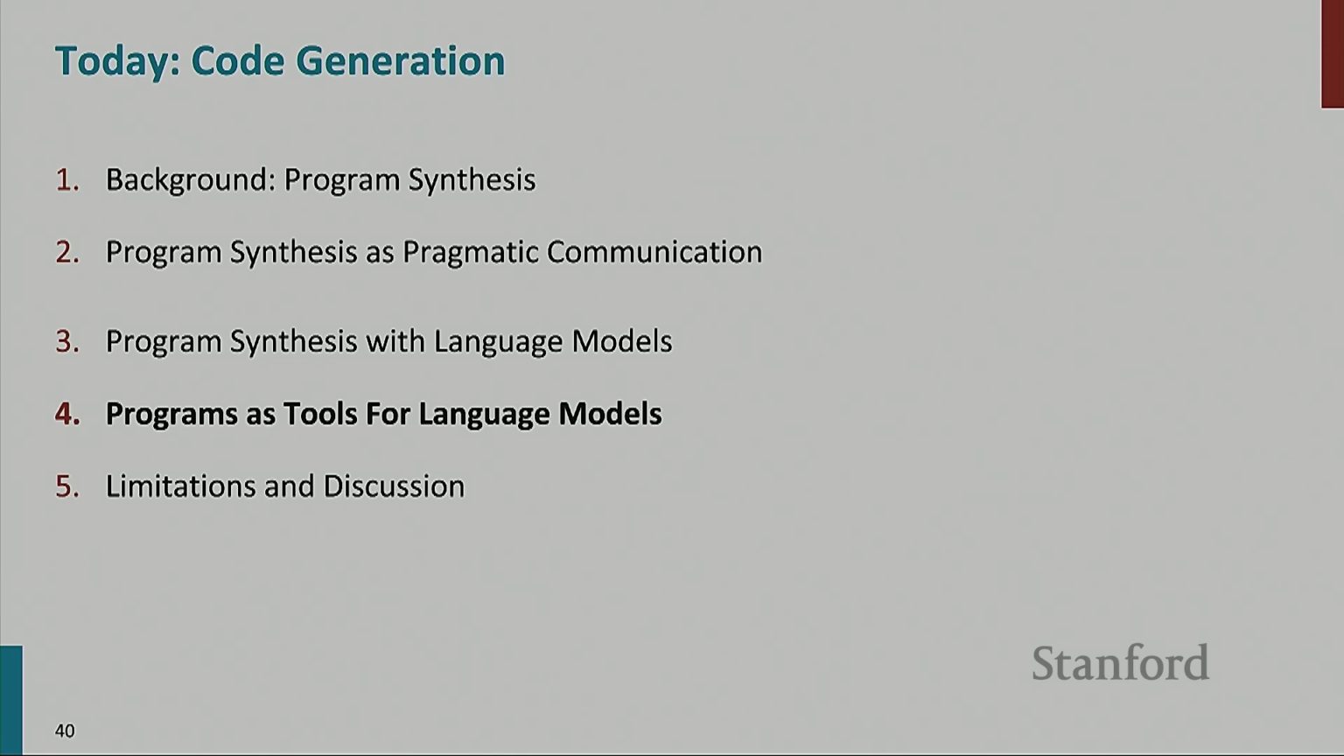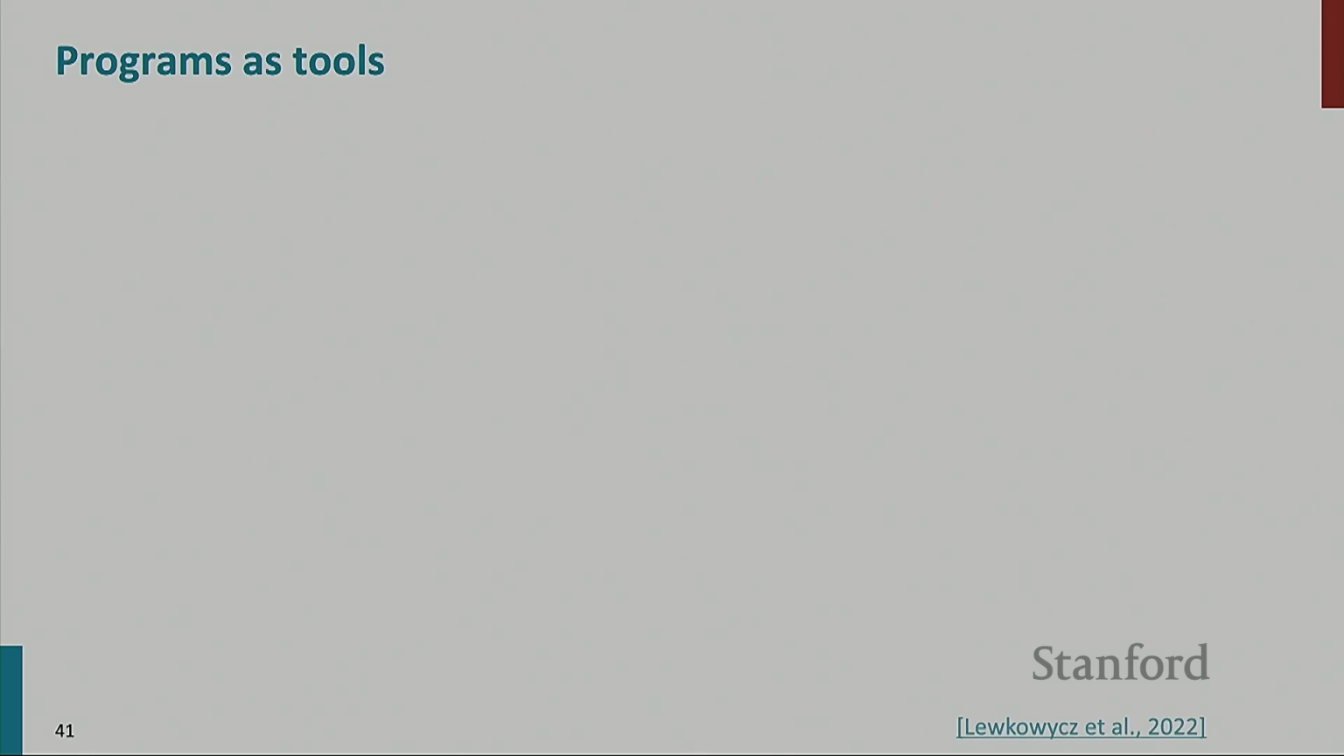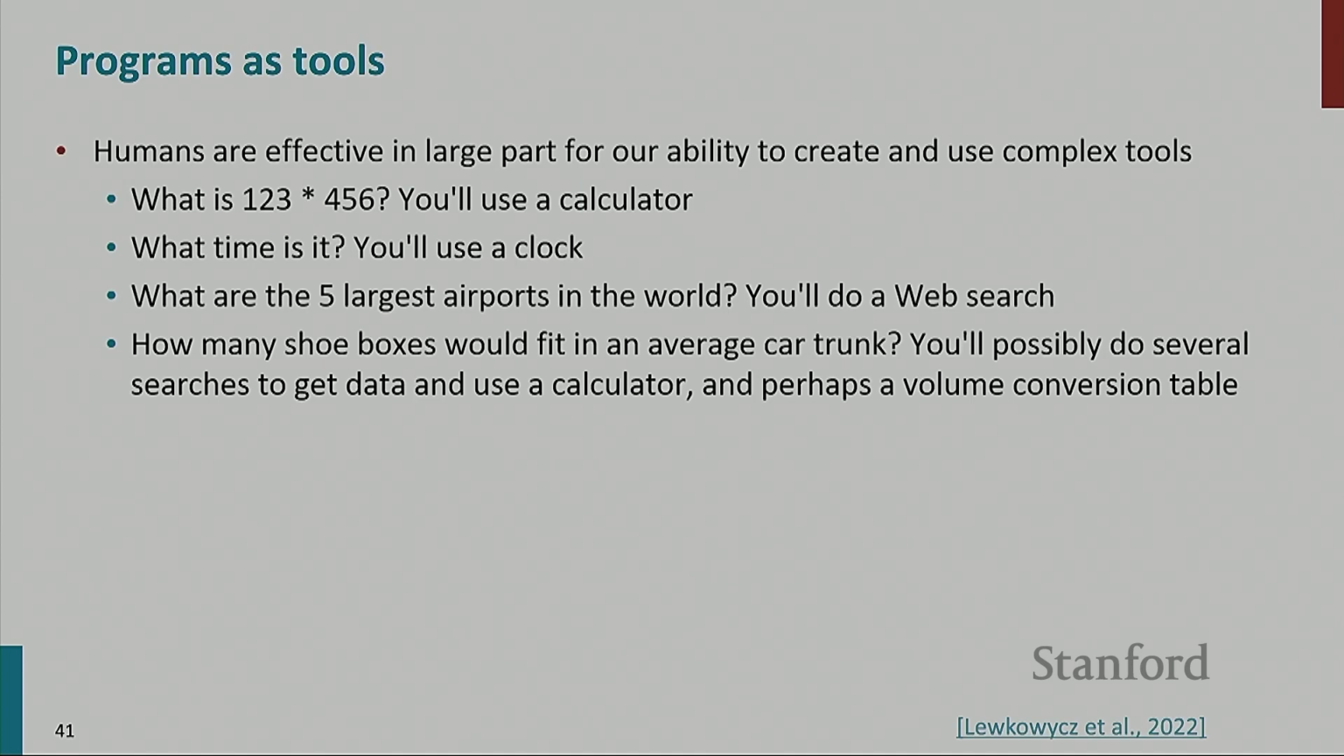So the last topic here is using programs not as the output that you want from the model directly, but rather as a representation for other things. One general thing about humans is that our efficacy in a lot of tasks depends on using external tools, right? So if I ask you to multiply these two numbers, 1, 2, 3, 4, 5, 6, you can do it, but you probably won't just do it in your head, right? You use a calculator. Or if I ask you what time is it, well, you don't keep track of time that precisely, right? So you use a clock. Or what are the 5 largest airports in the world? Right? You do some Google search. You figure it out, but you won't just take it out of your head.